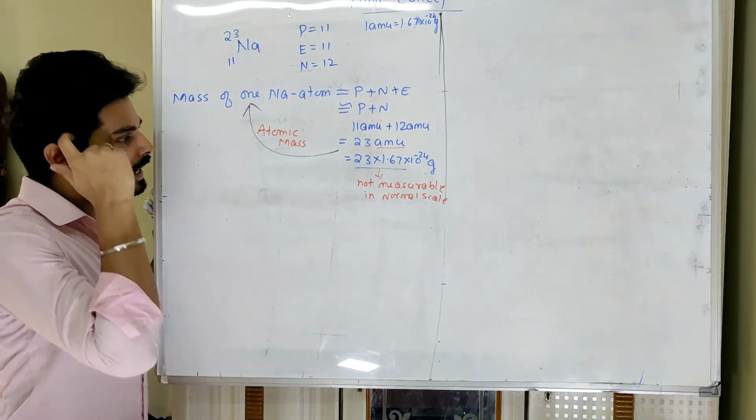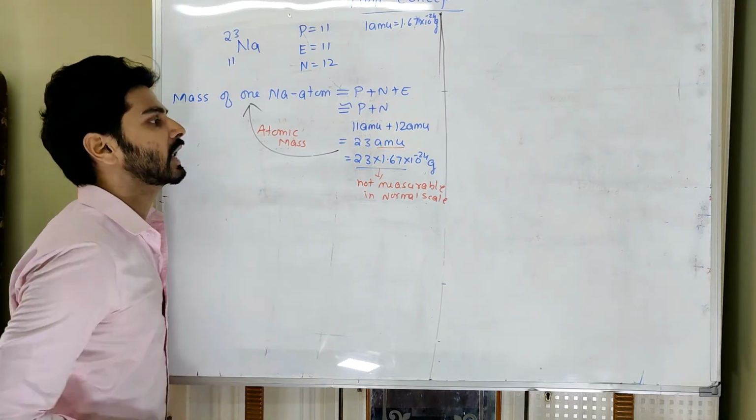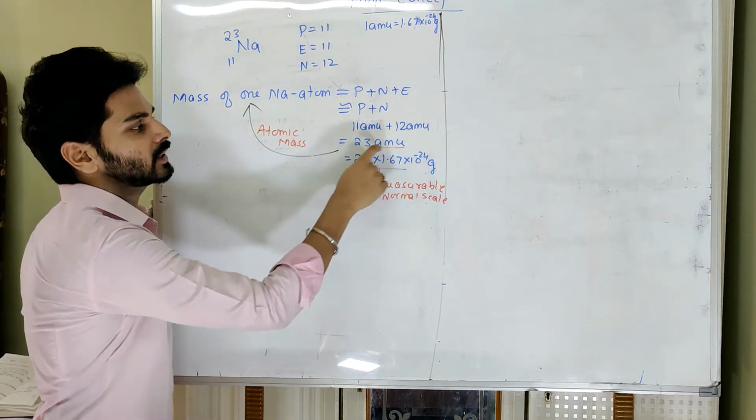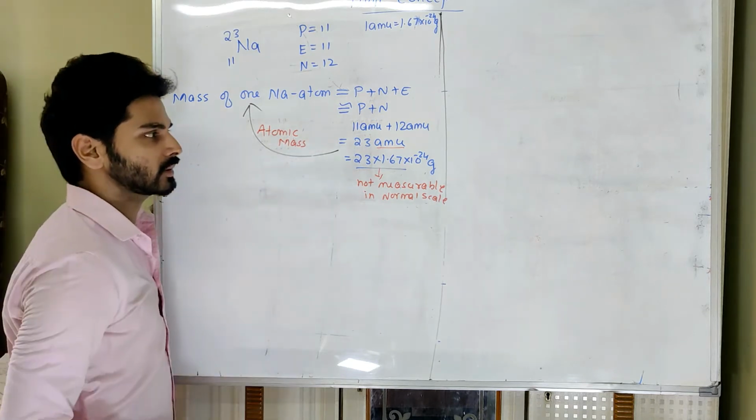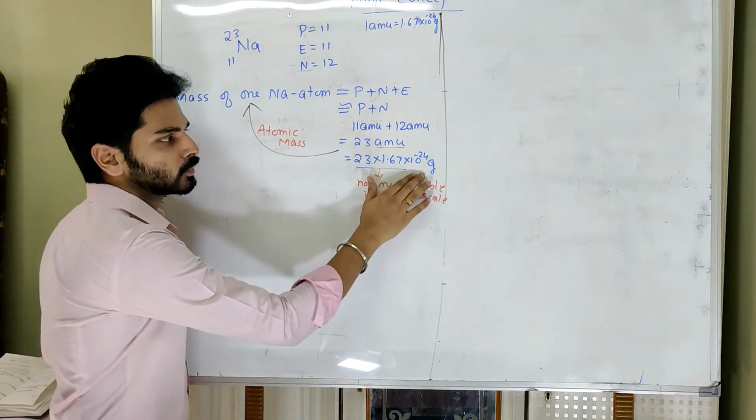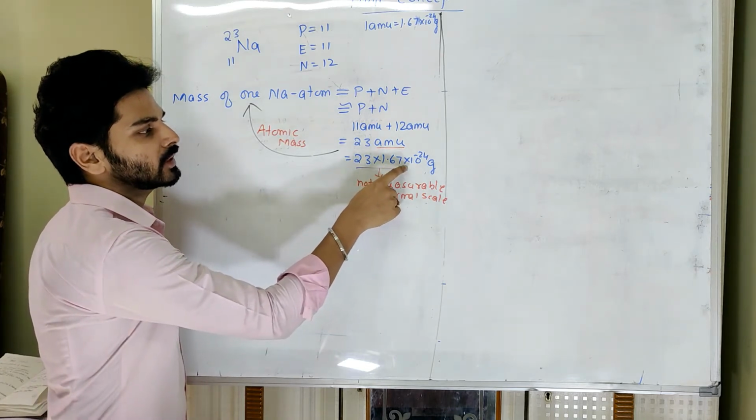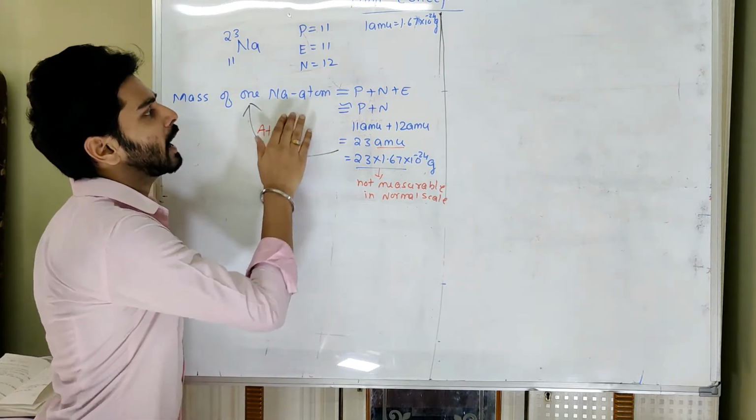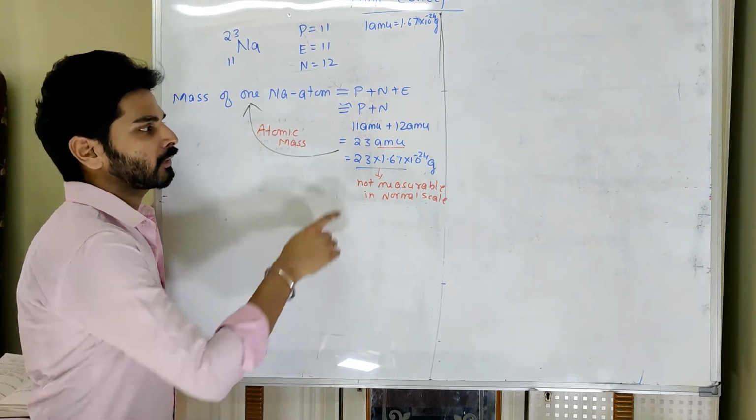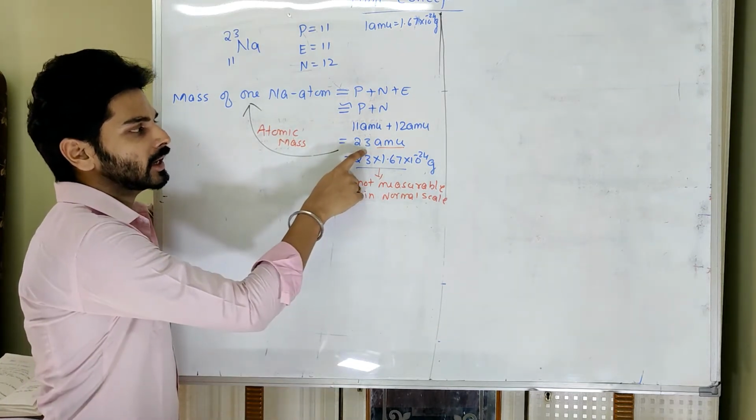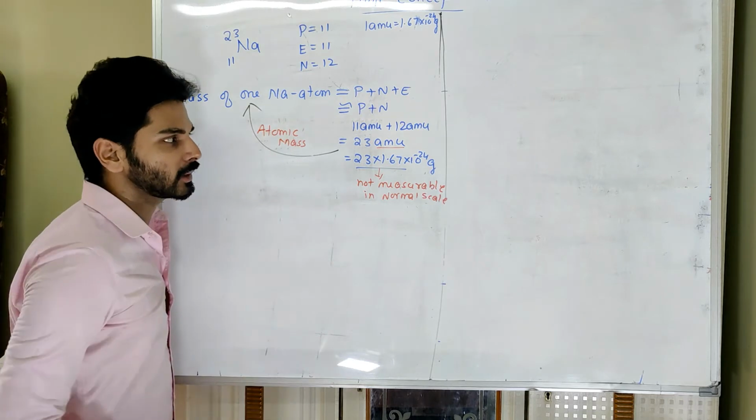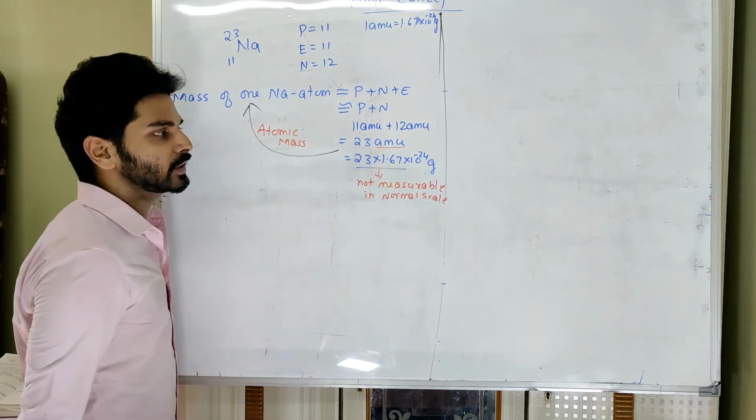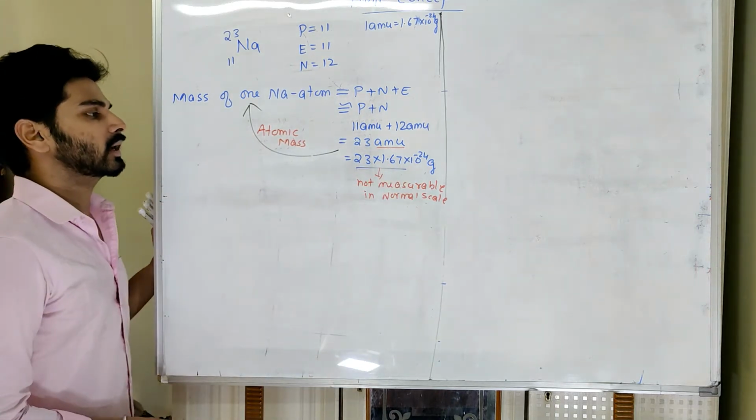Now the question can be asked, what if I want to calculate the mass of, say, 10 sodium atoms? The mass of one atom we know is 23, so I can simply multiply by 10. So 230 AMU becomes the mass of 10 sodium atoms. And if you want to calculate in gram, then 23 into 1.67 into 10 raised to minus 24, into 10, will be in terms of gram. So you can measure the mass of n number of atoms in AMU as well as in gram. If you want AMU, multiply the atomic mass by that number, and for grams, use 23 into that 10 and into 1.67 into 10 to minus 24 as the conversion factor.